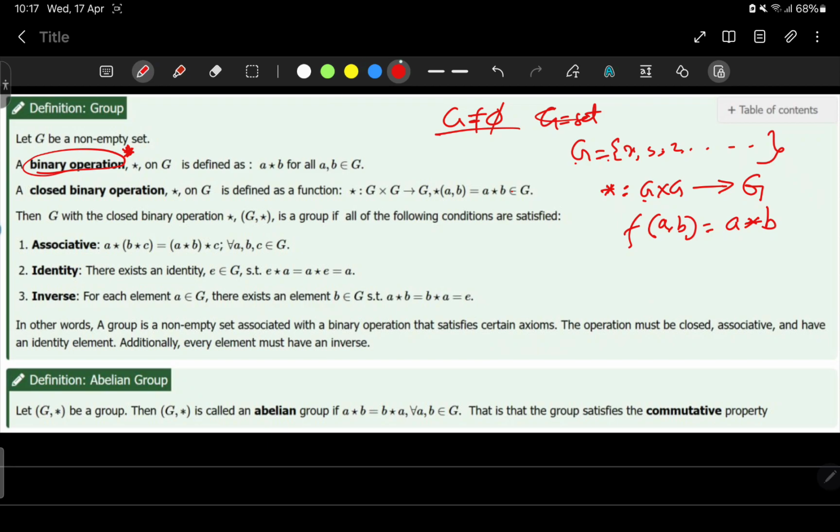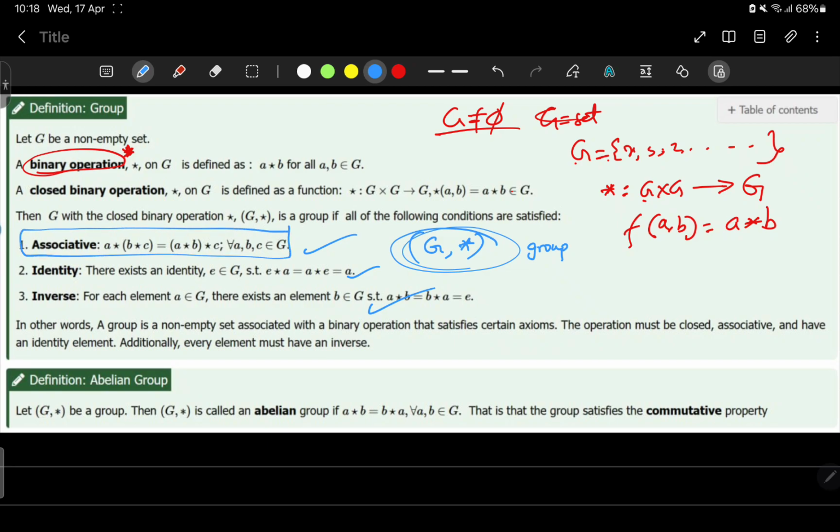Okay, let's come to here. A set, if you write the set comma this closed binary operation, then we call it a group when it satisfies all three conditions. One: if you take any three elements, the operation should be associative.